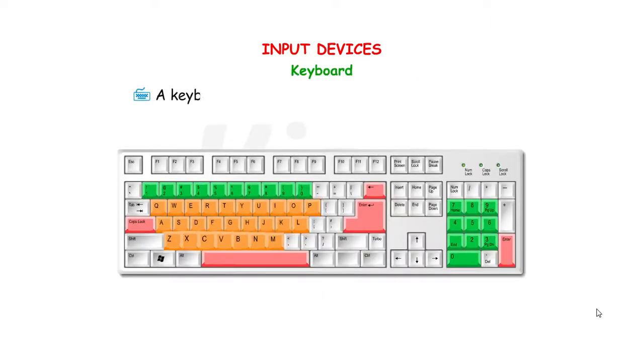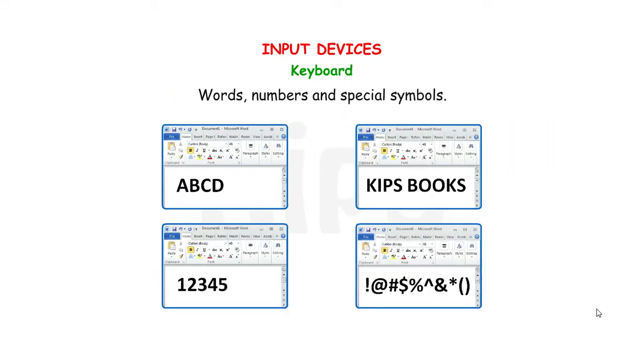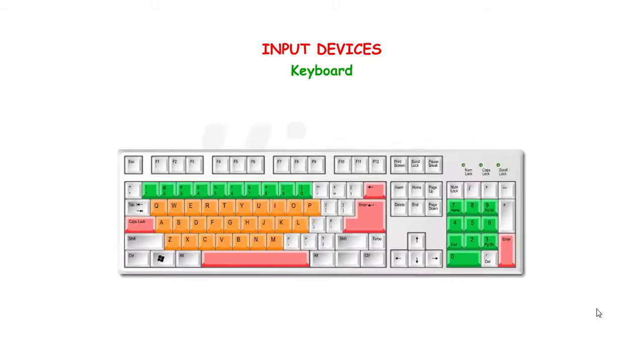Keyboard. A keyboard has many buttons which are called keys. A keyboard is used for typing letters, words, numbers, and special symbols. A standard keyboard has 104 keys.